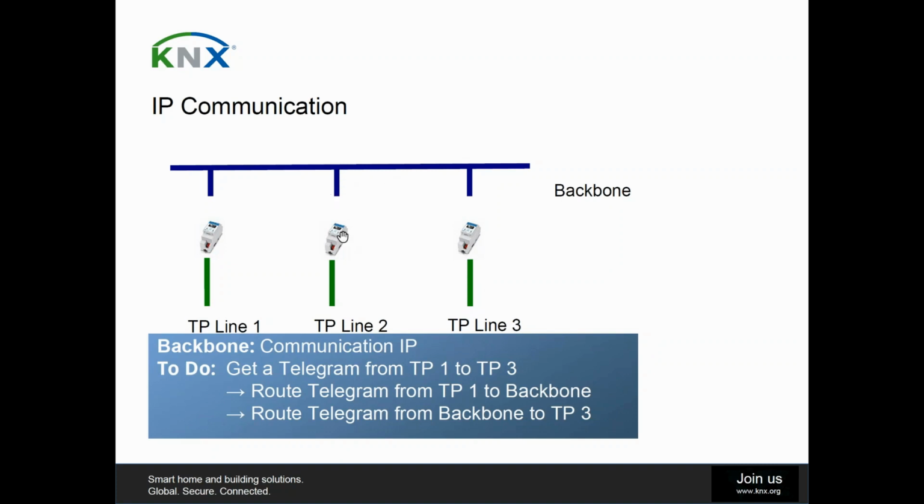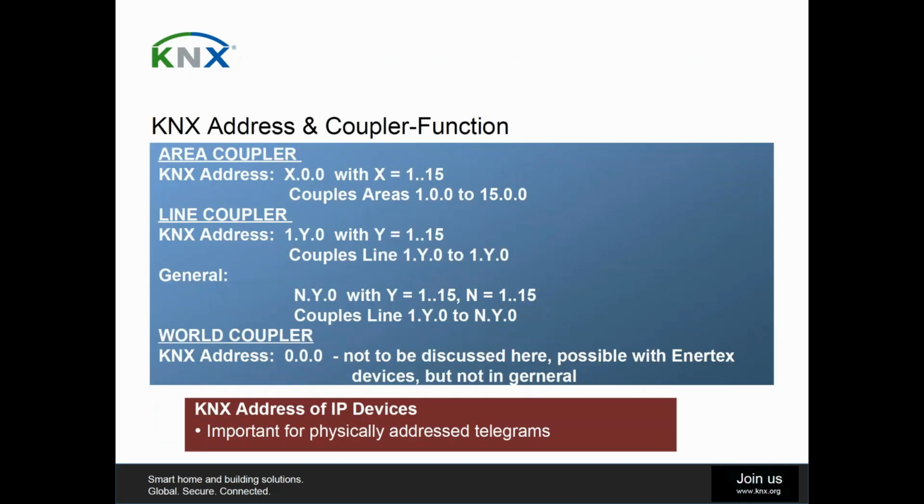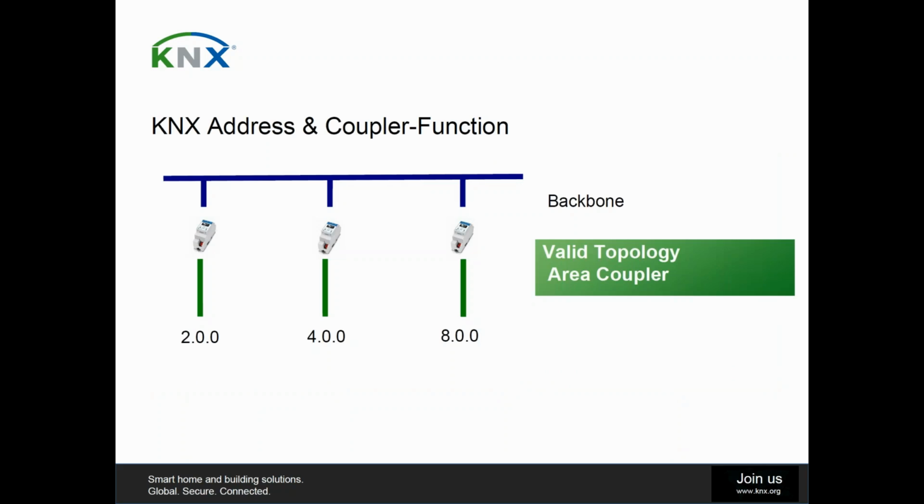And normally you don't want to route a telegram to, for example, line 2 if it's not for its line, or you don't need to send a telegram over the backbone to another line if it isn't important for that other line. So for the structuring in the TP world, we need this topology in the KNX system. I would go one step further, and I just explain it by the picture here.